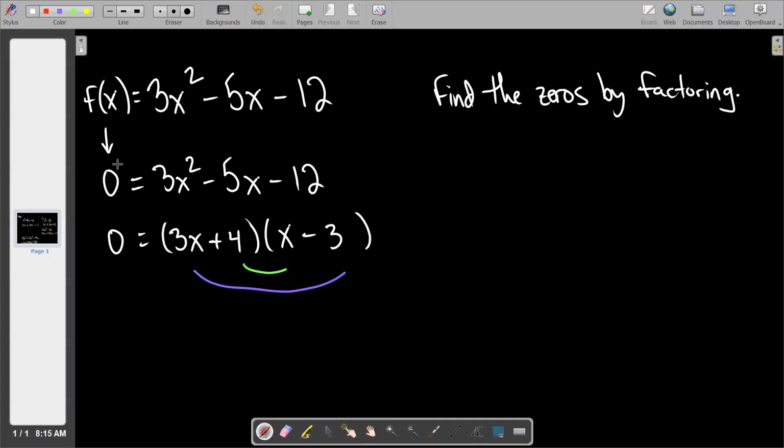So the zeros are, remember, the things that make these equal 0. So what 0 do we get from the first factor?